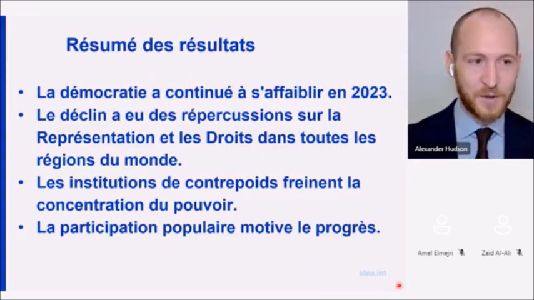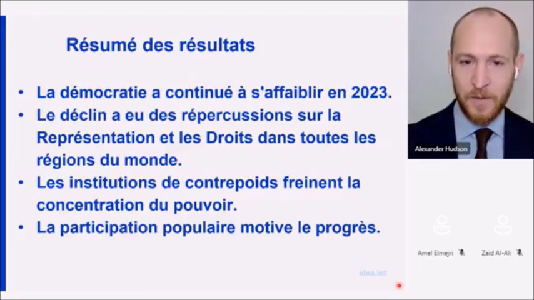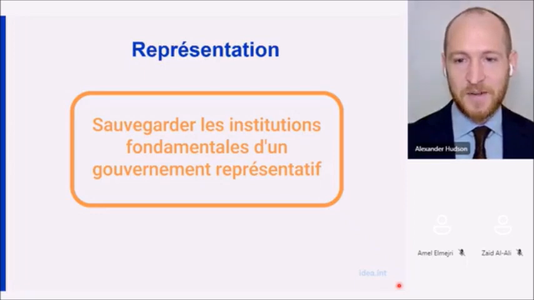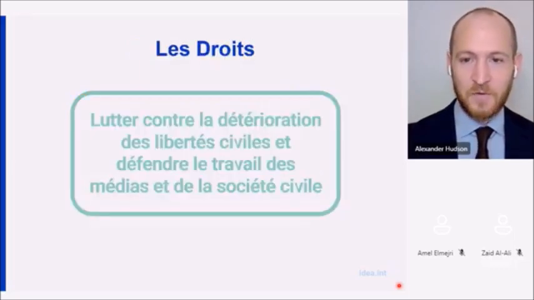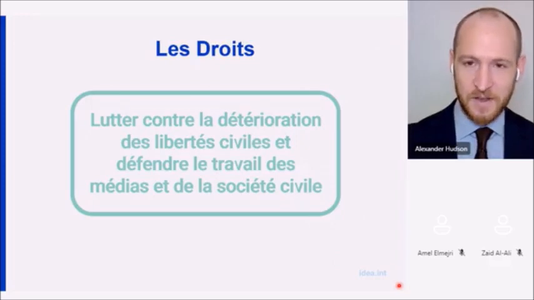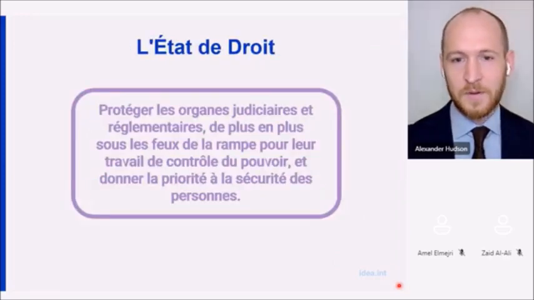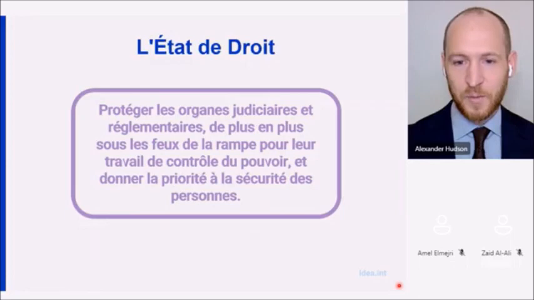And I'll just very quickly, I think I've gone on fairly long now, I'll very quickly touch upon the policy recommendations that are in the paper. So first, in terms of representation, this will be no surprise to you that we argue that we need to safeguard the fundamental institutions of representative government. In terms of rights, that we have to fight against the threats to civil liberties, defend the work of the media and of civil society. In terms of the rule of law, to protect the independence of judicial bodies and also of these fourth branch institutions that can serve as a further area of accountability for government power.